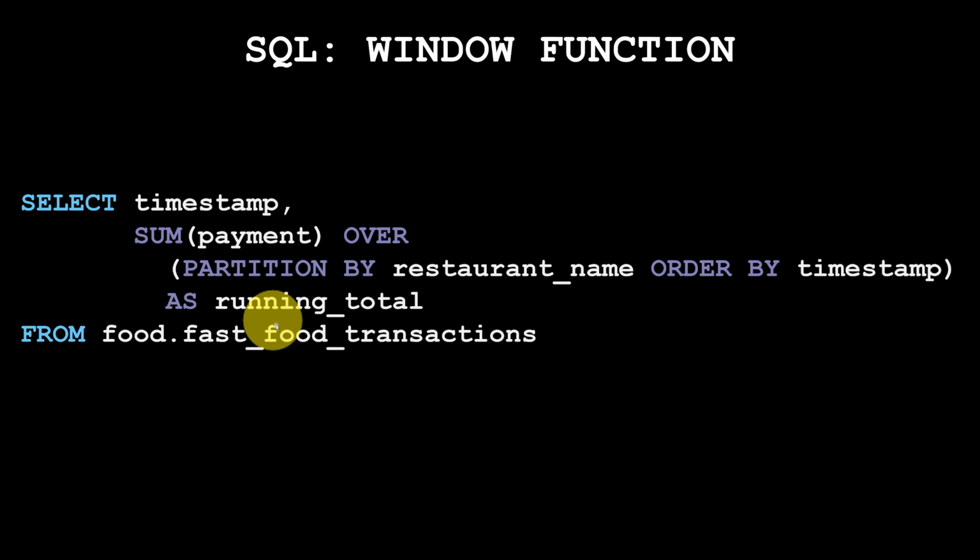So first, let's talk about these two keywords. I'll just talk about them and then we'll go through the example. We have partition by, which is usually used to group rows into partitions. And then we have order by, which defines the order or sequence of rows within each window.